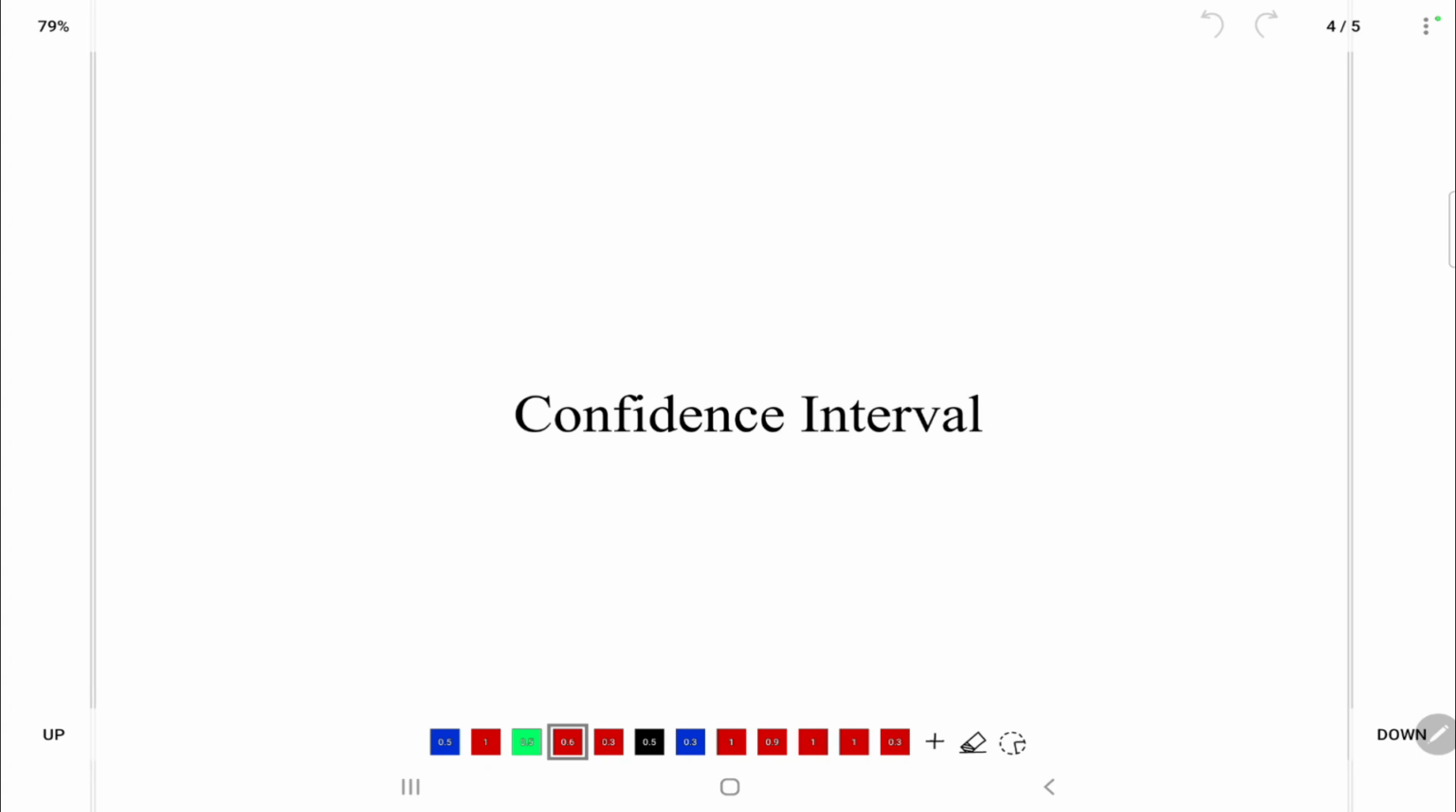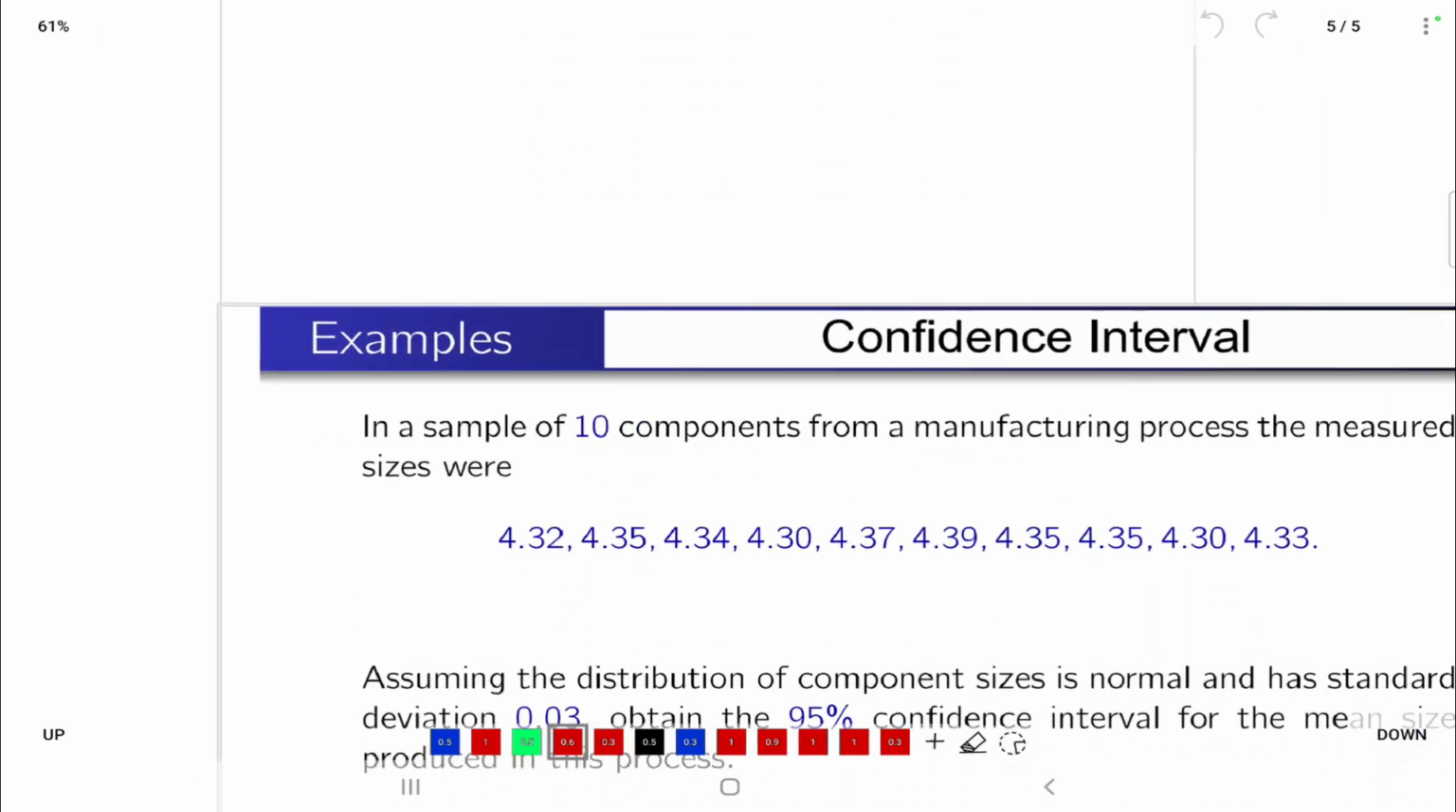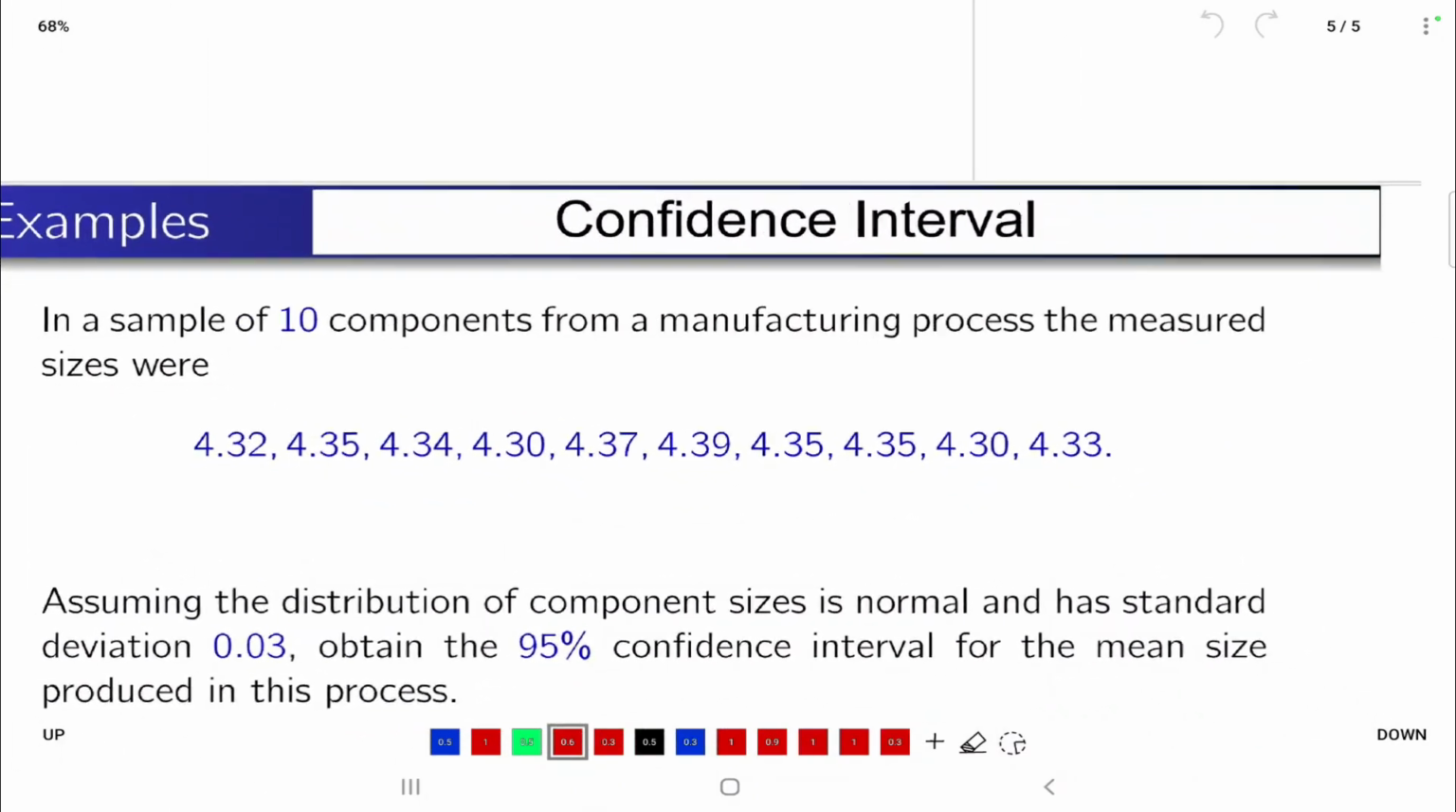Today we will carry on our last session, and now it is confidence interval. We will explain the confidence interval through an example, okay?